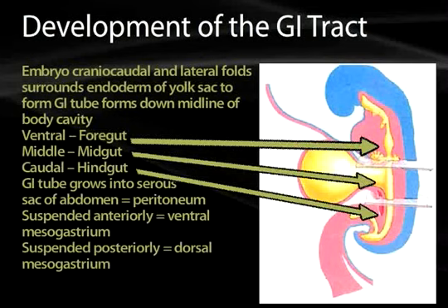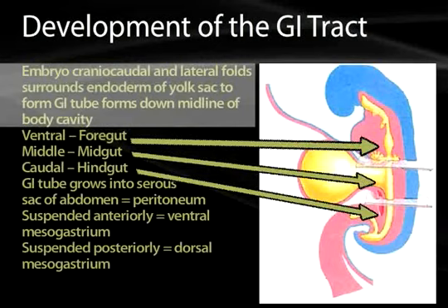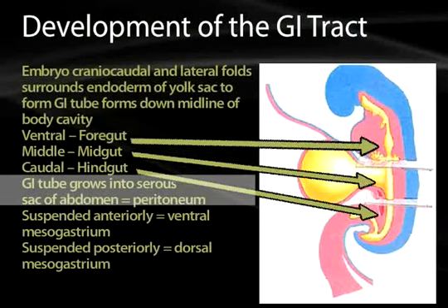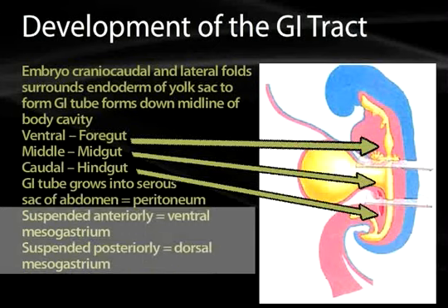In this section, you can see the foregut, midgut, and hindgut that are a result of that folding. Notice how the midgut is still open to the yolk sac. This GI tube will grow into the serous peritoneum that's around the abdomen, and it will be suspended by this peritoneum by the ventral and dorsal mesogastrium.